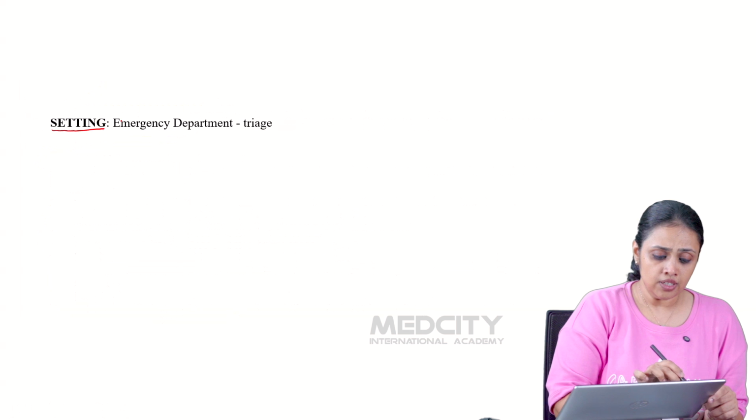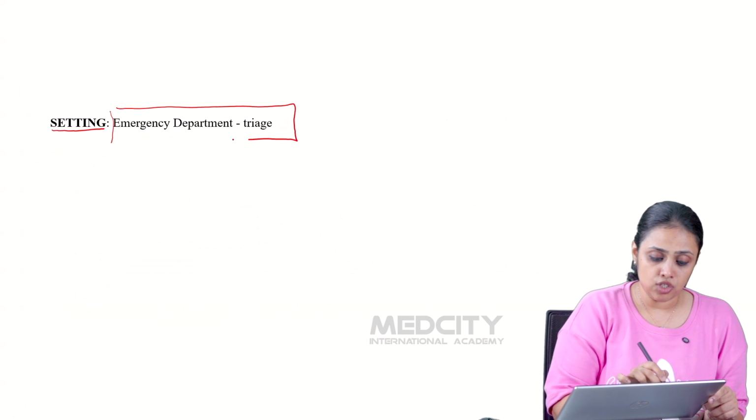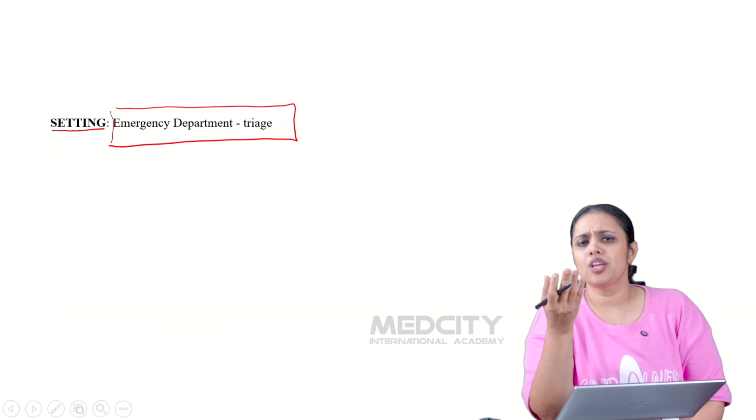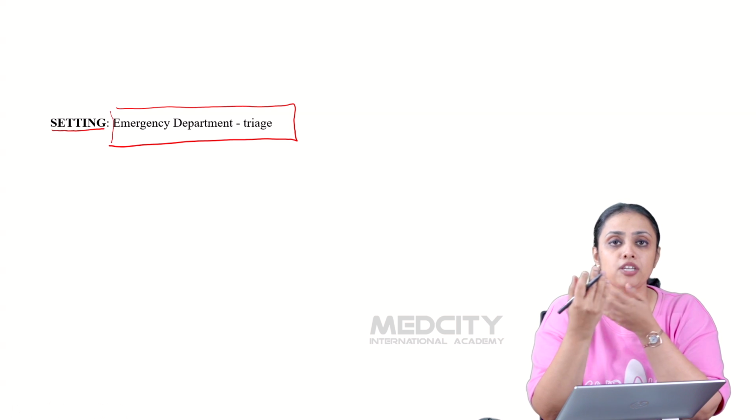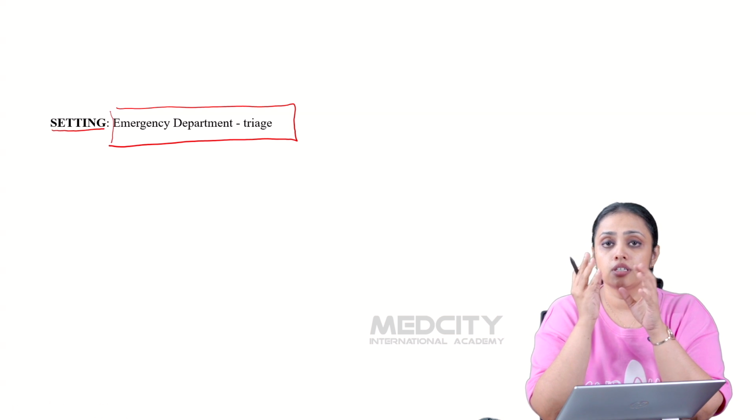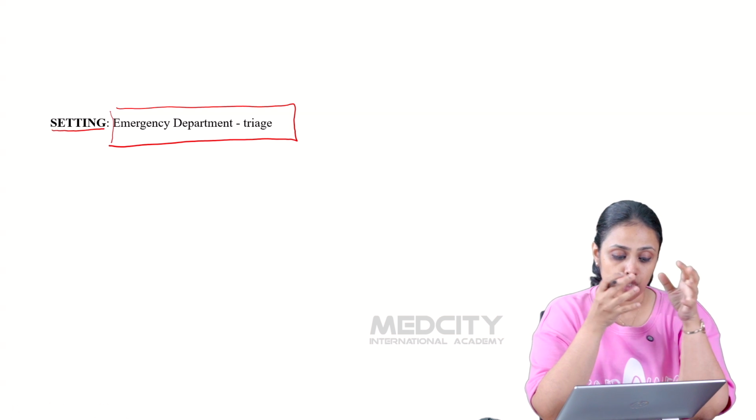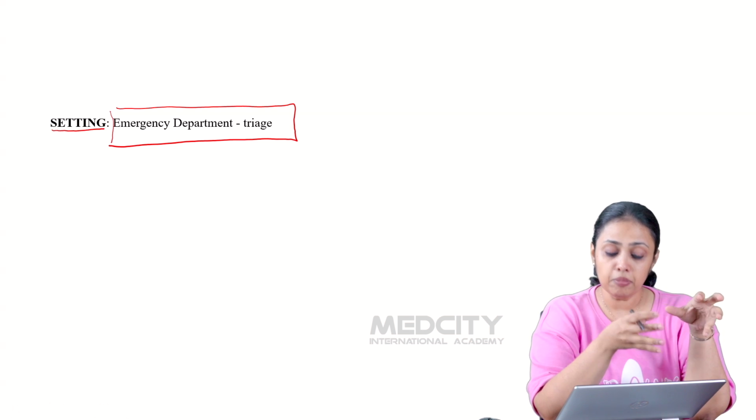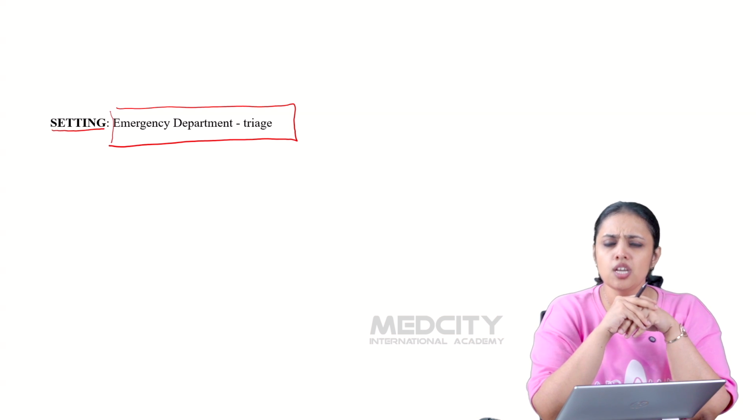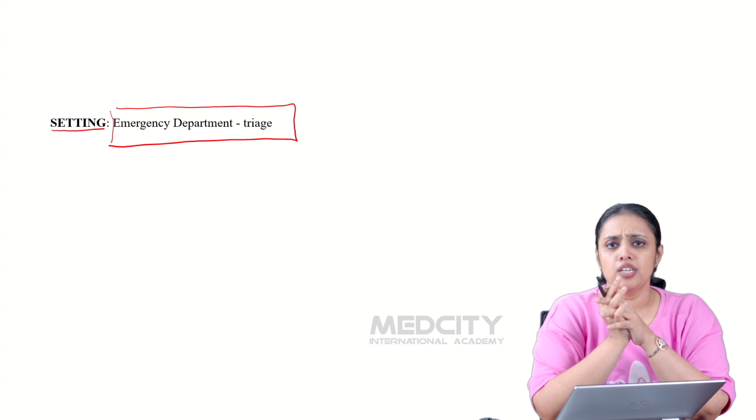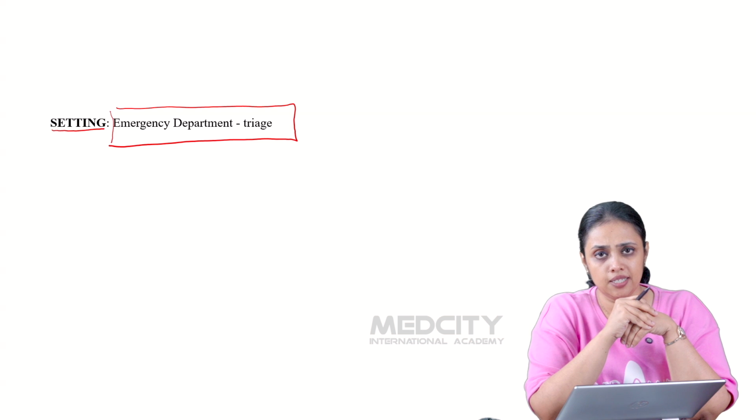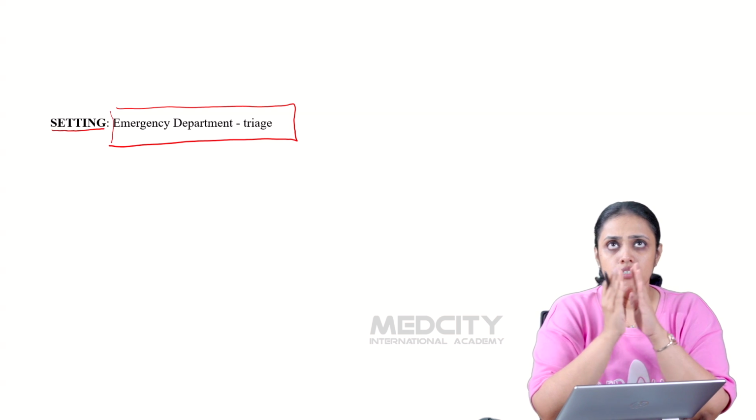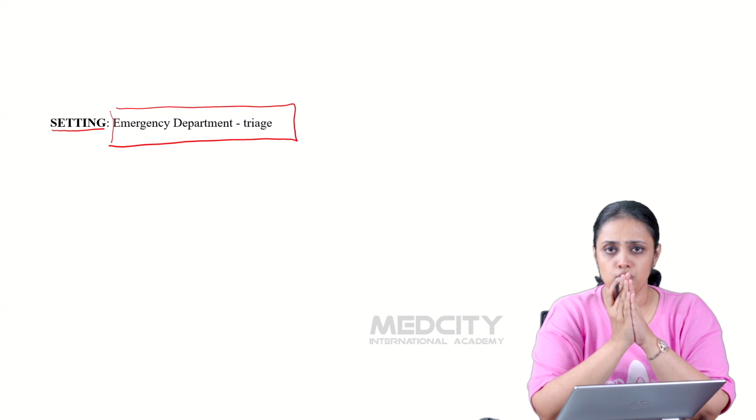First, starting off with the setting. Here the setting is given as emergency department triage. Now triage is a place where the patients are prioritized based on the urgency of their medical condition. So you are a nurse in that emergency department triage. Now, why is this setting given here? What is the importance of the setting being given in the role play card? Just imagine that. Just imagine yourself as an individual.